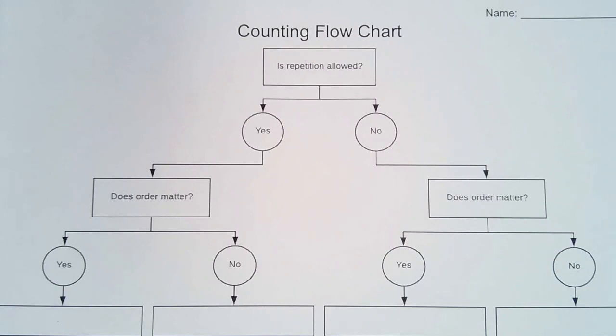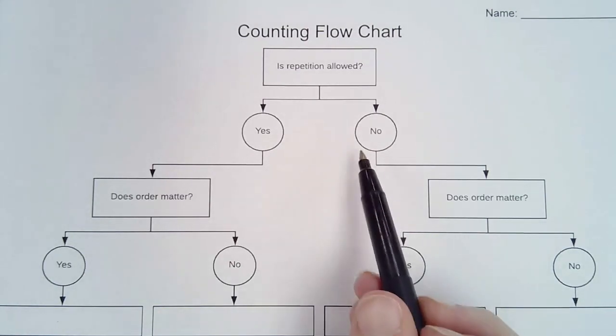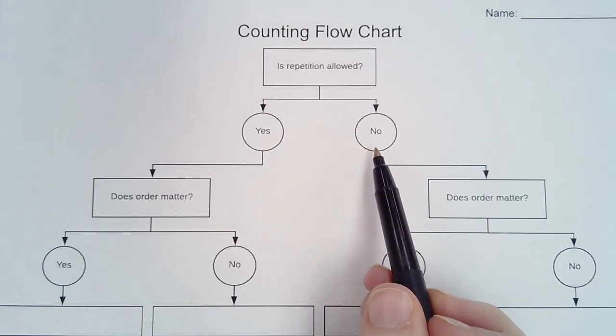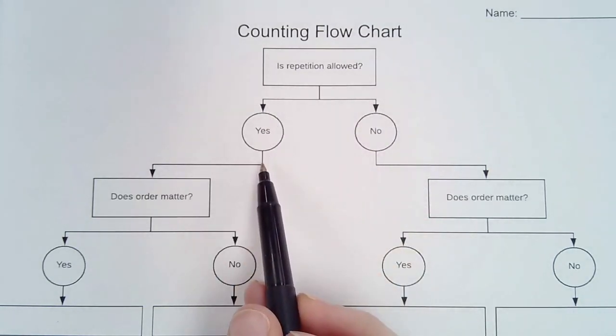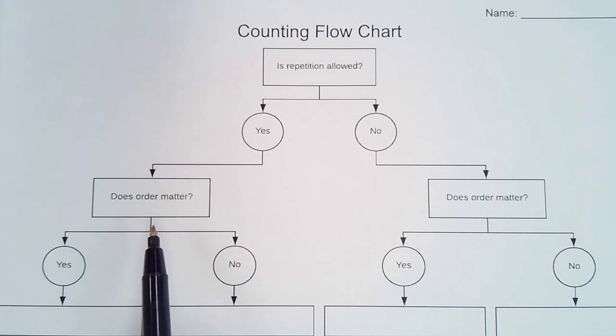Now let's look at how we decide which of our different counting methods to use. We're going to use this flow chart to help us out. So the first question you want to ask yourself is, repetition allowed? If repetition is not allowed, then it'll be a permutation or combination. We'll come back to that. But if repetition is allowed, then we're going to be looking at, does the order matter?